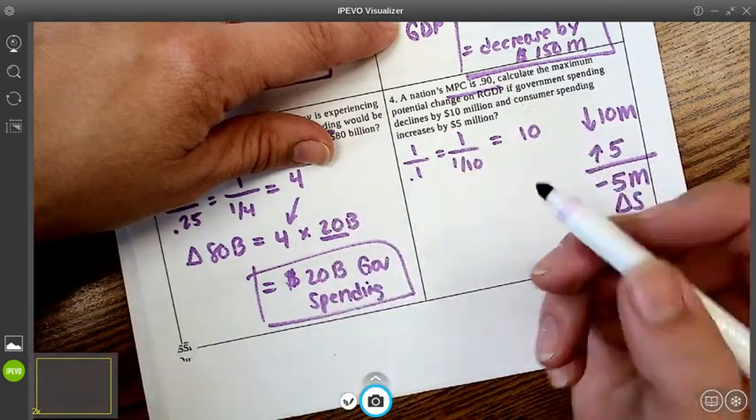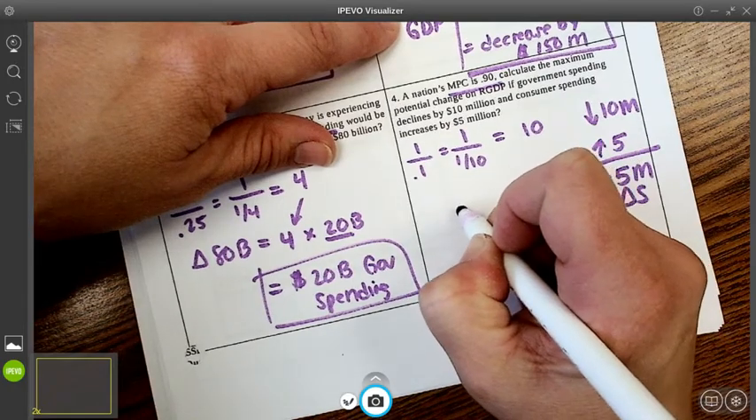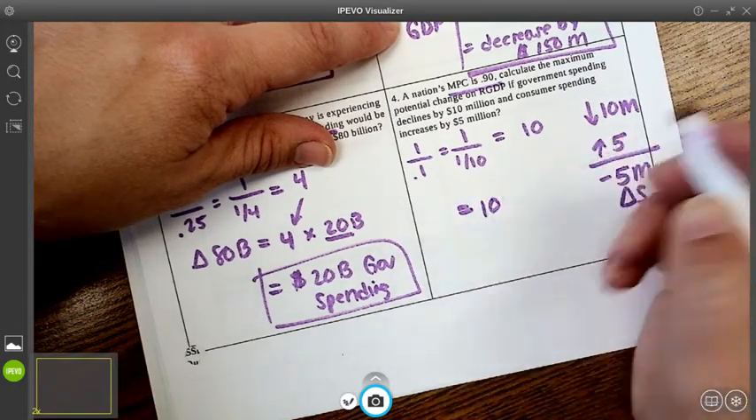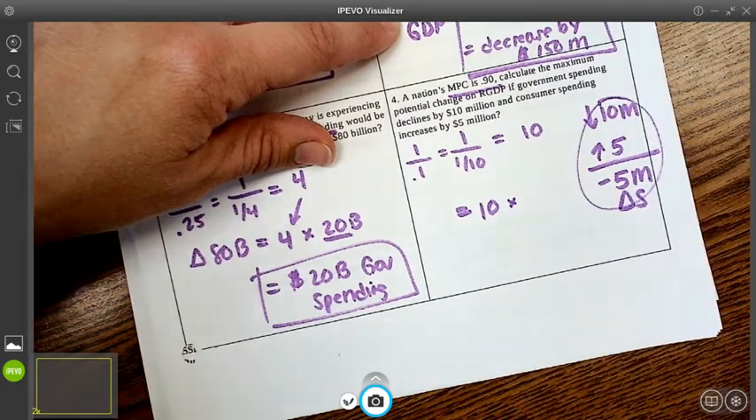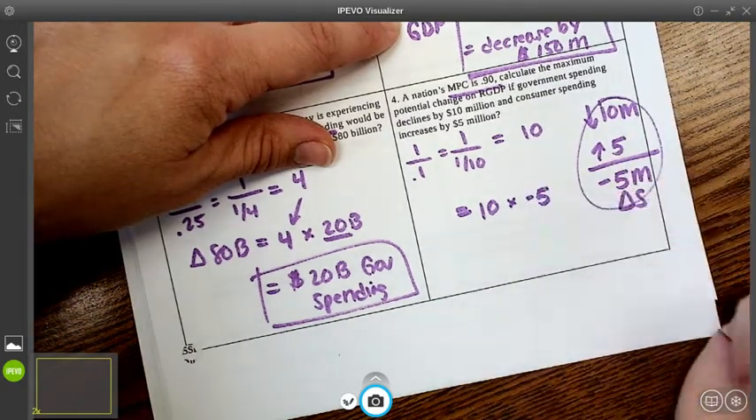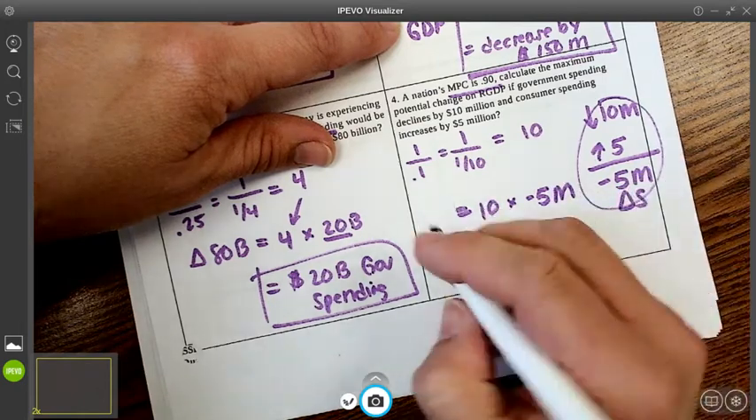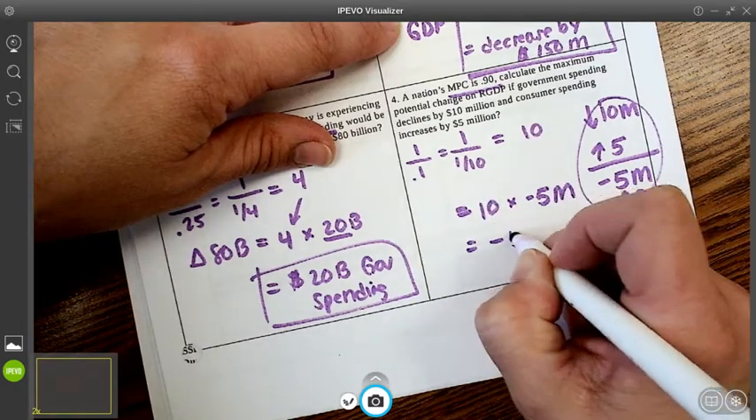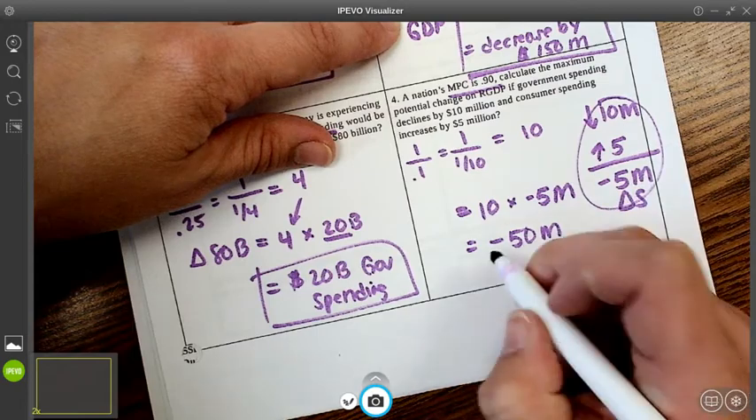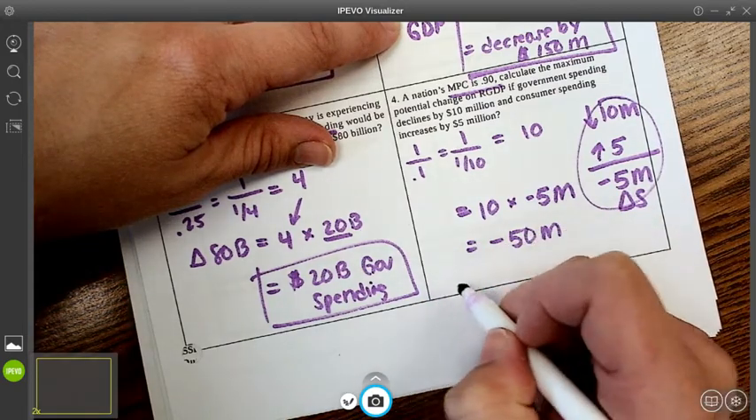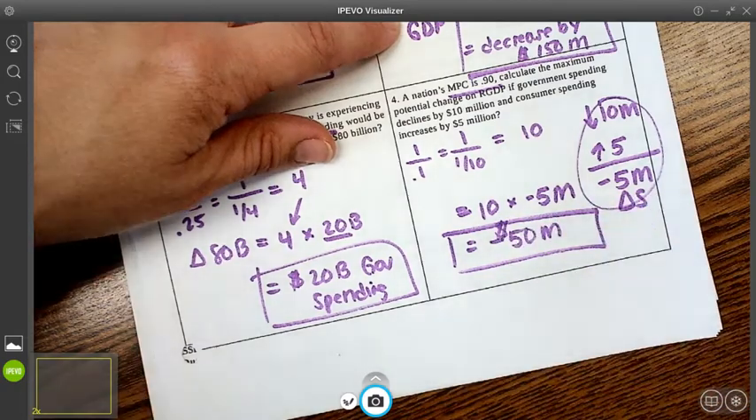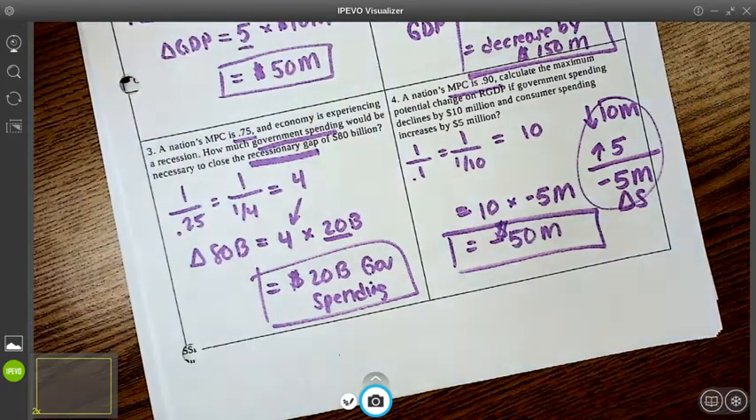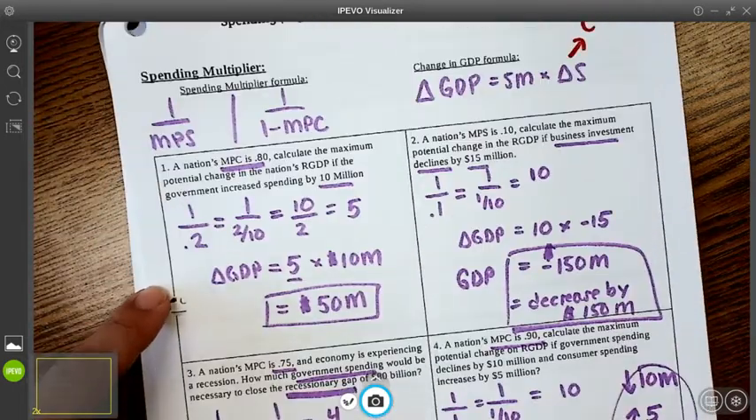So what's going to happen to the GDP? The change in GDP is going to equal the spending multiplier times the change in spending, which we had to calculate on its own over here, a negative $5 million. And that's going to equal a loss of $50 million in the change in GDP. Oh, I keep forgetting my dollar sign. I'm doing the very thing that students do that I remind them not to do, which is don't forget your dollar sign. So that's the spending multiplier handout.